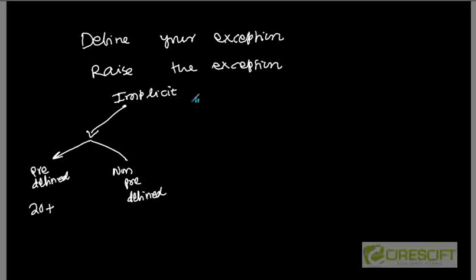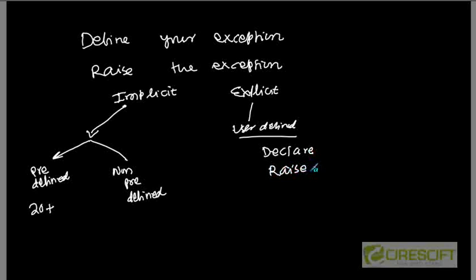However, the other type of exception that we are discussing right now is the explicit exception, or user defined exception. In this case, first you declare the exception, then you raise the exception based on some condition, and you handle the exception. The main difference between the previous category of exception and this category is that it will not be automatically raised. The user has to raise it depending on a particular condition.